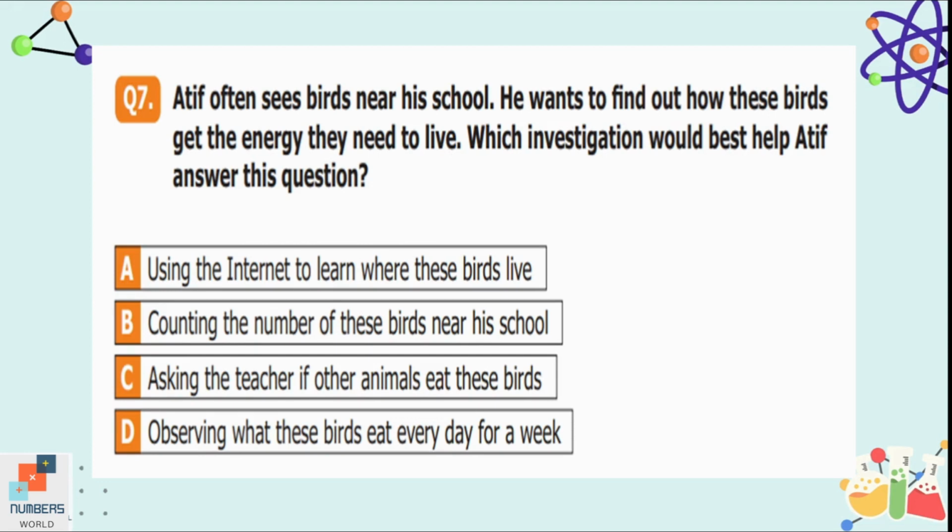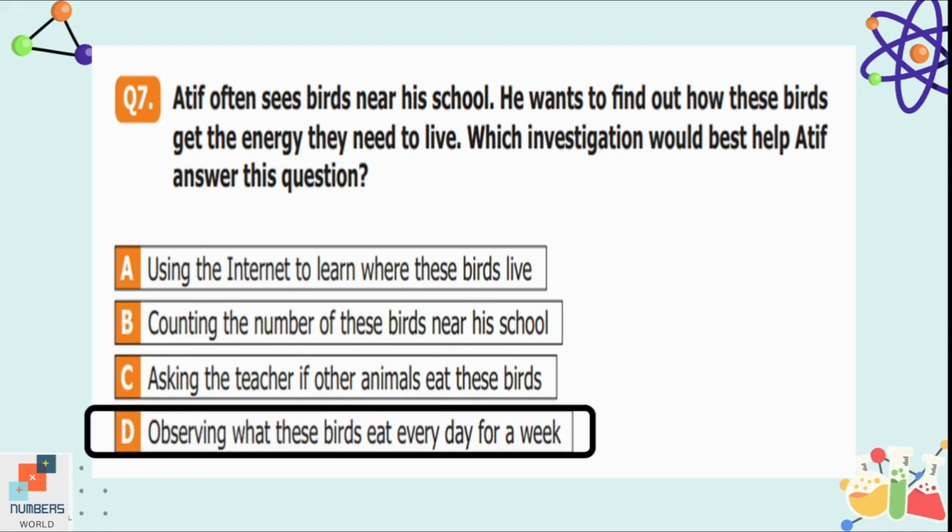So option D is the suitable option over here. If he observes himself what these birds eat for 1 week, we can easily get to know how they get the energy to live. So option D is the correct option here.